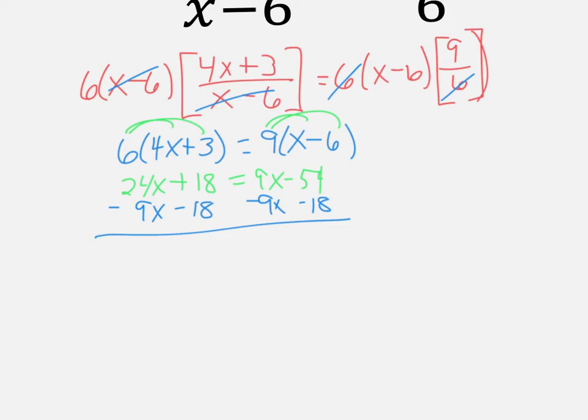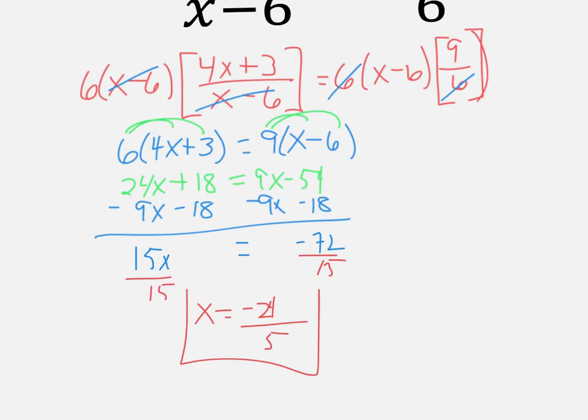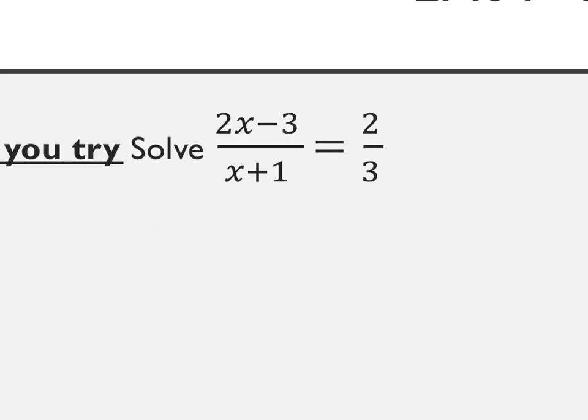Okay, so we know 24 take away 9 is 15x, and negative 54 minus 18 is negative 72. And when you divide both sides by 15, we have x equals, now 72 and 15 are both divisible by 3. 3 goes into negative 72, negative 24 times, and 3 goes into 15 5 times. And when you plug that into x for the first denominator, you don't get 0, so we're good. I want you to take a minute and try the example you try.